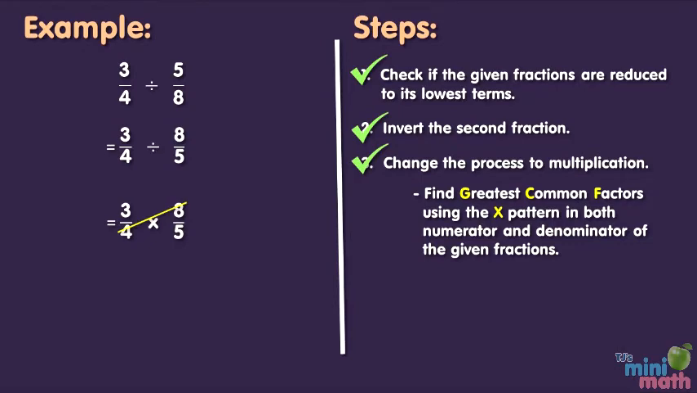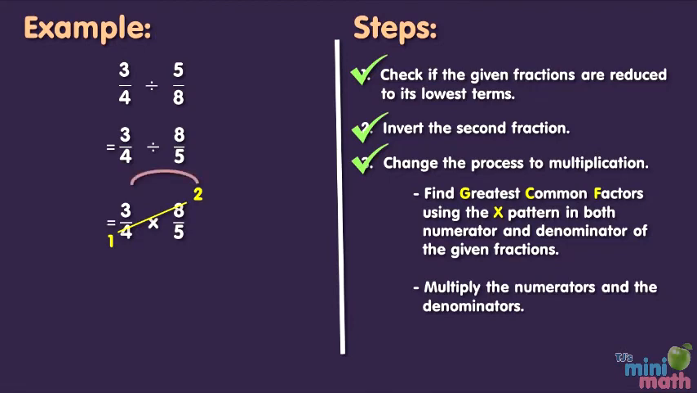In 4 and 8, the GCF is 4. Therefore, 8 divided by 4 is 2, and 4 divided by 4 is 1. Now, in 3 and 5, there's no GCF. So, we're going to proceed to multiplication of numerators and denominators. So, that is 3 times 2 is equal to 6, and 1 times 5 is equal to 5.